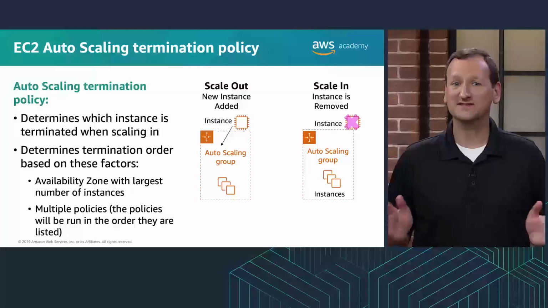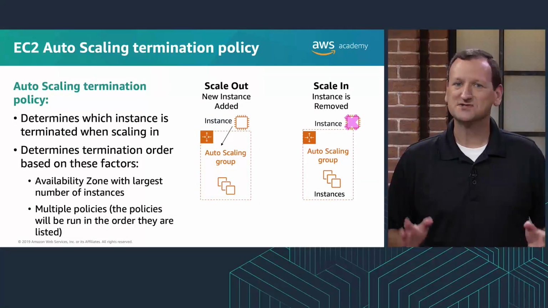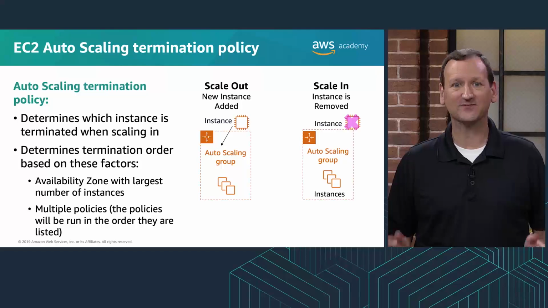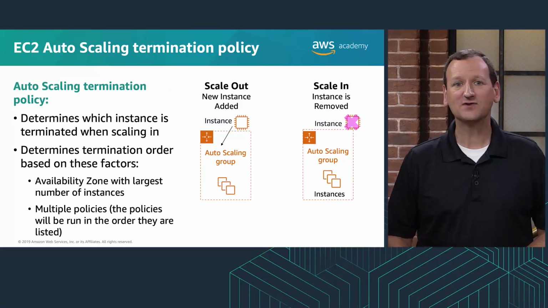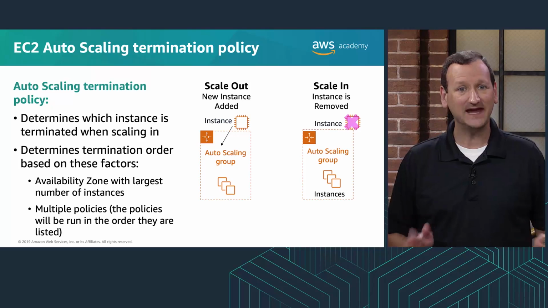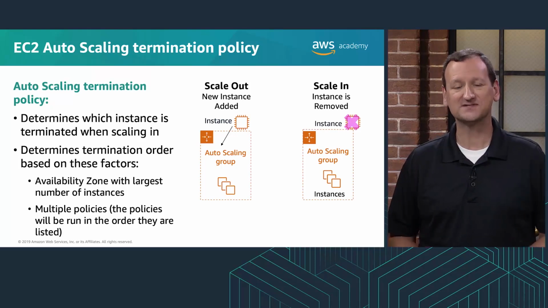There is something called a default termination policy, which is designed to help ensure that the instances span availability zones evenly for high availability. And the default termination policy is typically sufficient for most situations. But you can replace the default policy with a customized one.